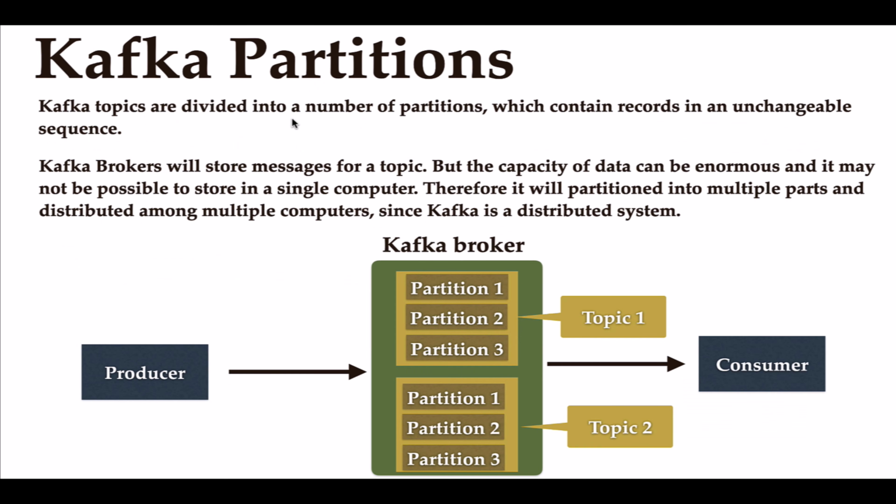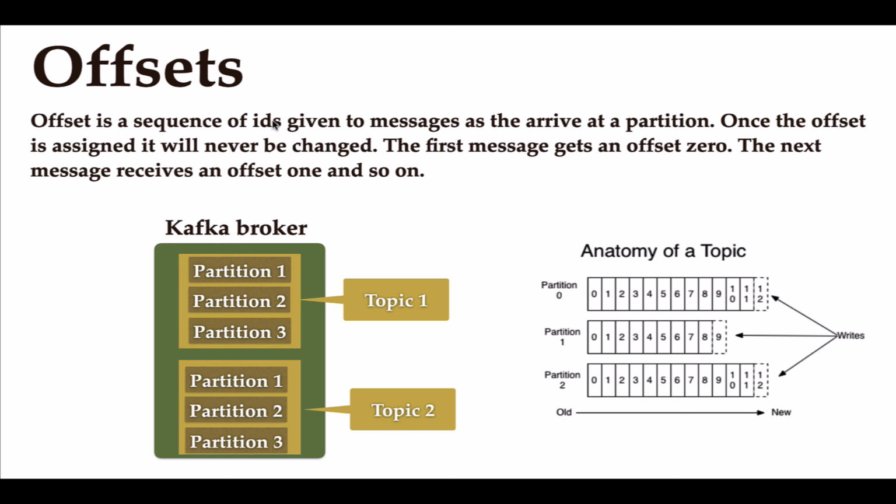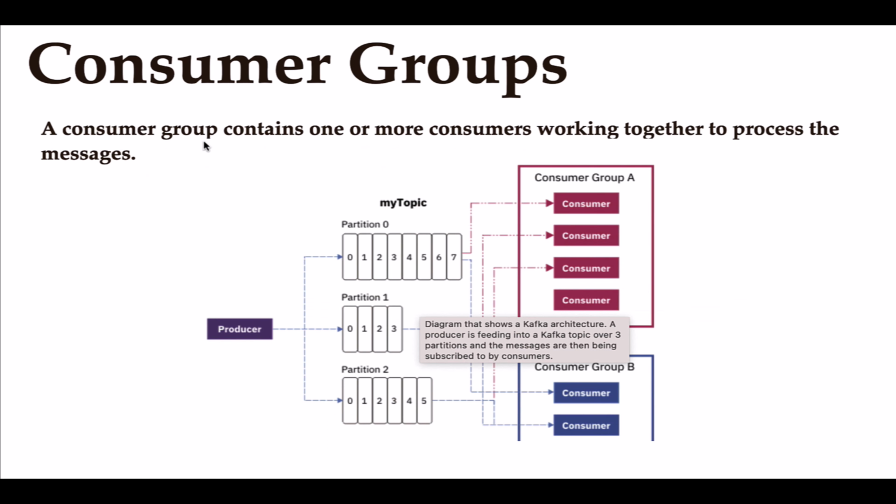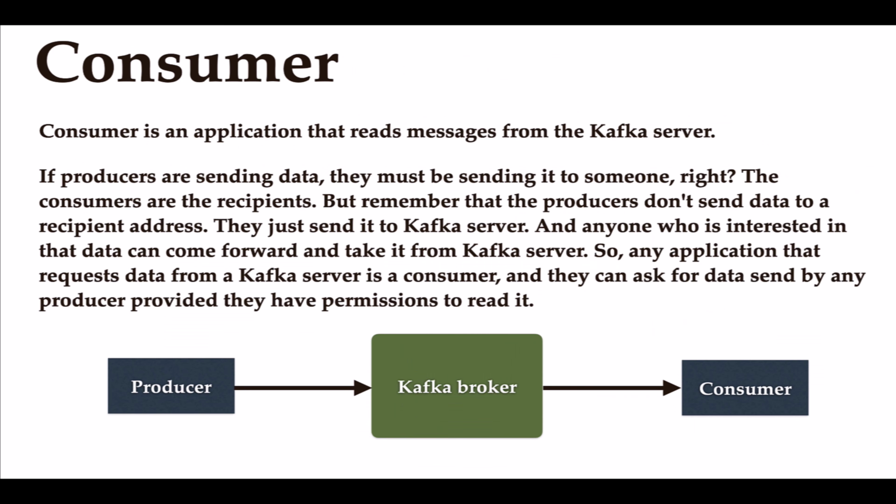Kafka topics are divided into a number of partitions which contain records in an unchangeable sequence. Offset is nothing but a sequence of IDs given to messages in a partition of a particular topic. A consumer group contains one or more consumers working together to process the messages. So these are the important Apache Kafka terminologies.